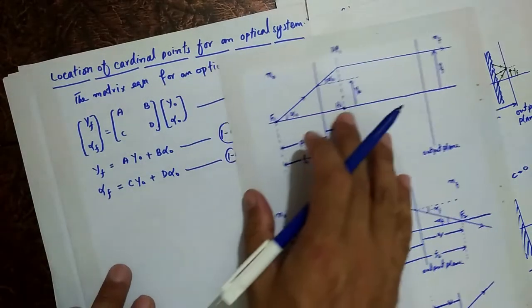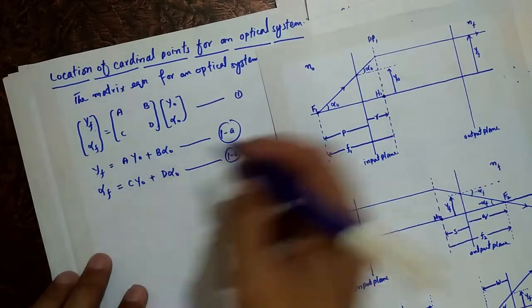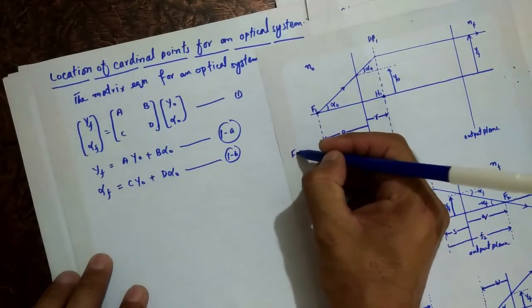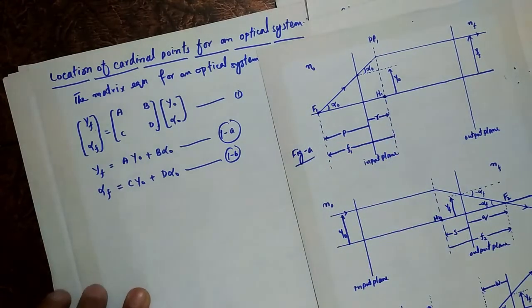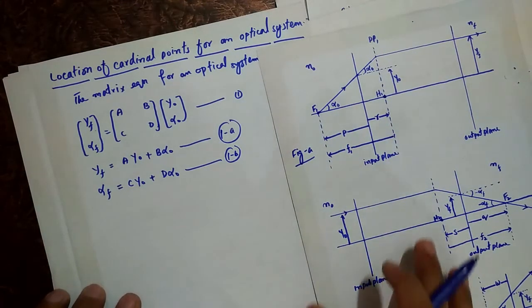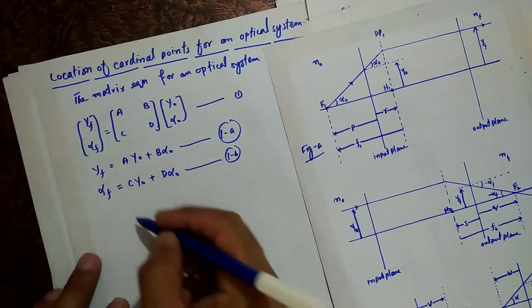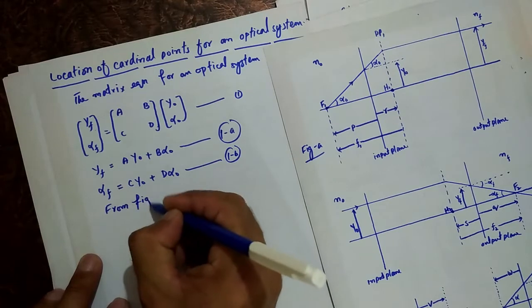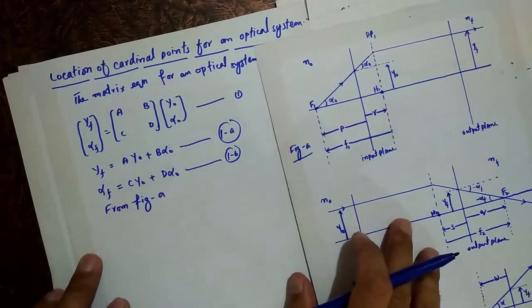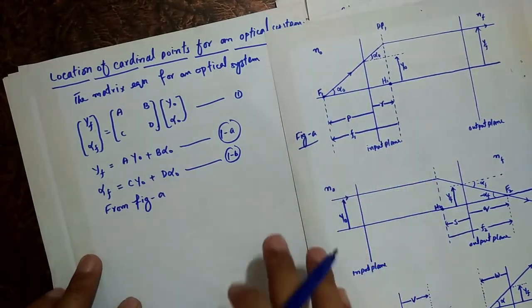Therefore from this figure, this is figure A. This figure is available in the book which we are following. From figure A, clear? This is the figure.